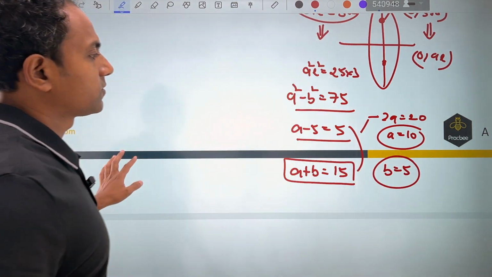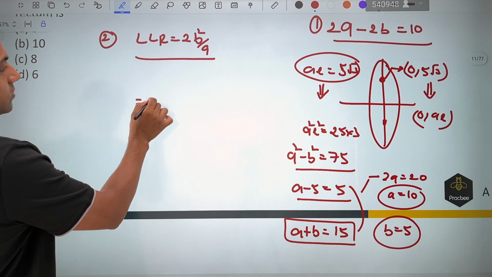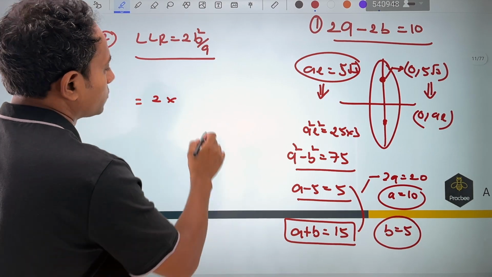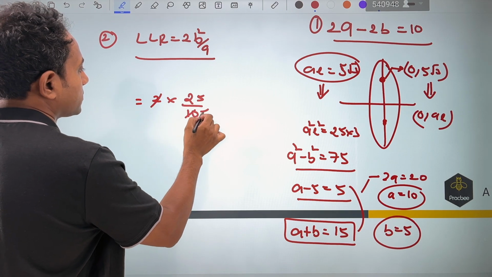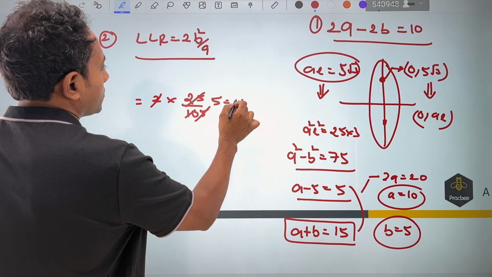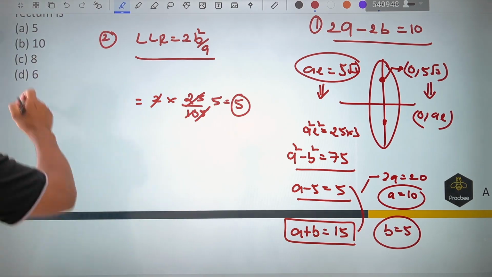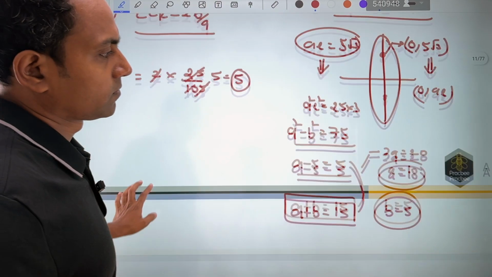So you have got the values. If I substitute here, I get the answer. So 2 times 25 by 10 becomes my answer. This 2 will get cancelled out. The answer comes out to be nothing but 5 units. Let us check the options, so you can see that option A matches.